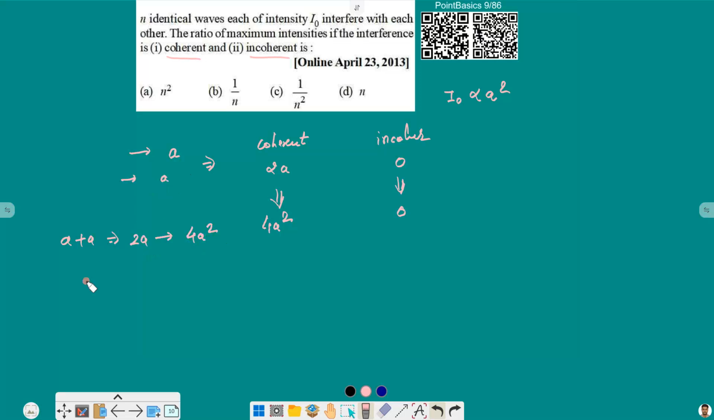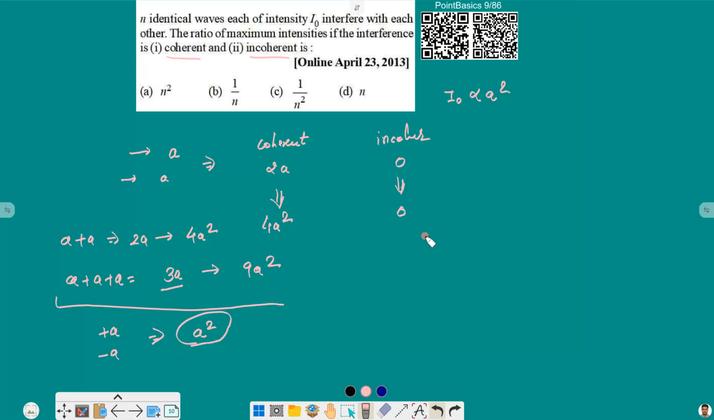Now let us take three waves, and if we add them coherently, we will get amplitude as 3A and intensity as 9A square. And if we add these waves incoherently, the amplitude will be either plus A or minus A, depending upon whether two are positive or two of them are of negative amplitude, and from that intensity will be basically just A square.